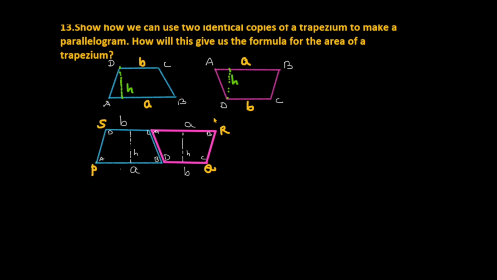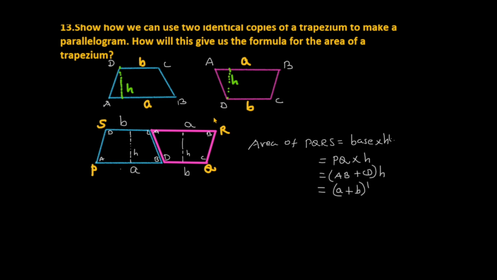So here, area of parallelogram PQRS is equal to base into height. So the base is PQ into height square units. PQ is nothing but AB plus CD, into H. Length of AB is A and CD is B. A plus B into H square units. This is the area of the parallelogram.